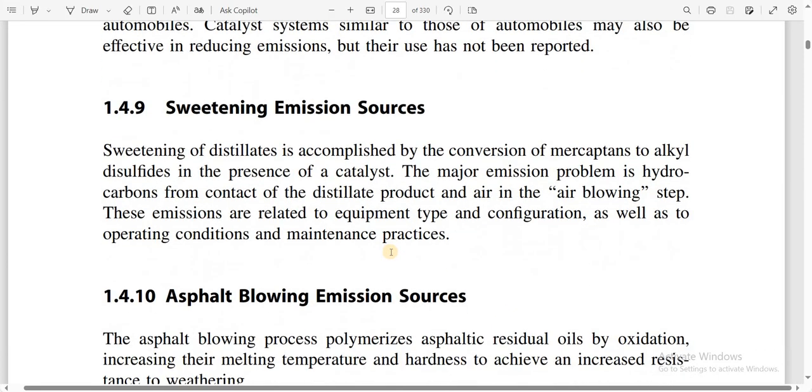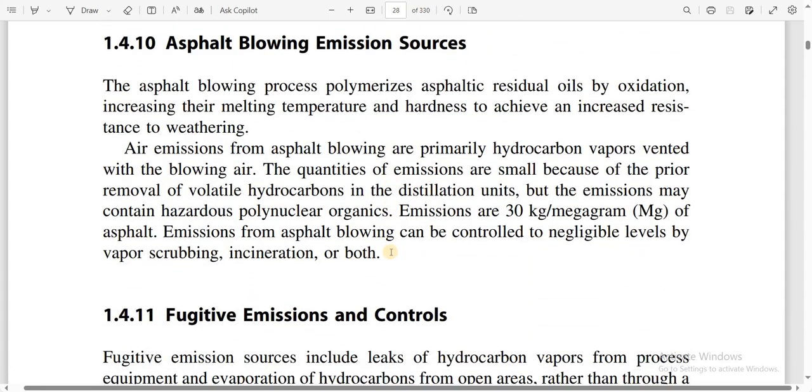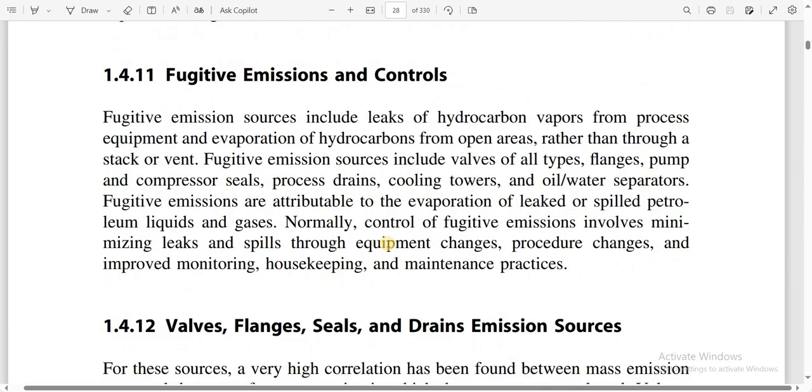In the next class we'll cover sweetening emission, asphalt blowing emission source, fugitive emission source, and flare.